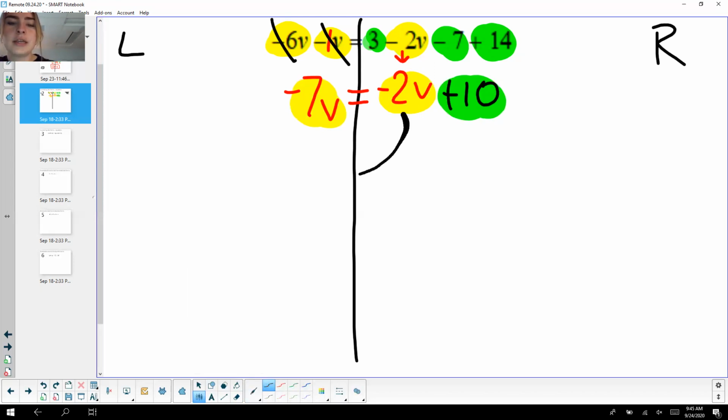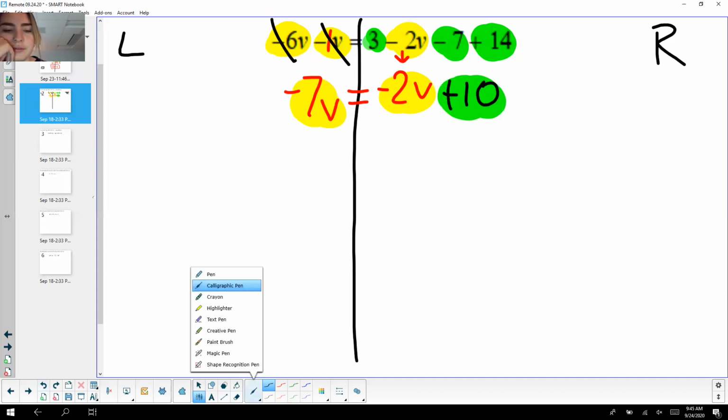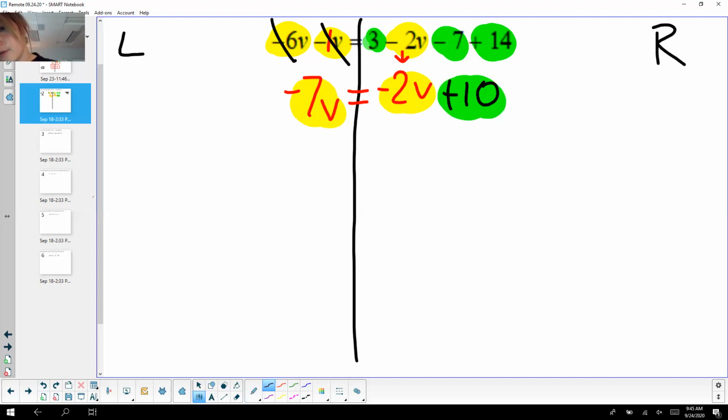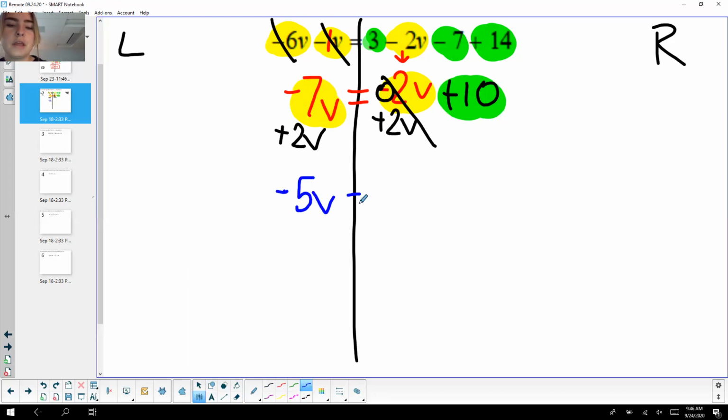I want to get that negative 2v to the other side. So again, I told you guys, if you want to move a negative term, you can do the opposite, which is adding it. So a negative and a positive cancel. Then in your calculator, if I'm looking back on my left side, I've got negative 7 plus 2. If you enter that in your calculator, you should get negative 5v equals, and then I'm just going to bring down my 10.